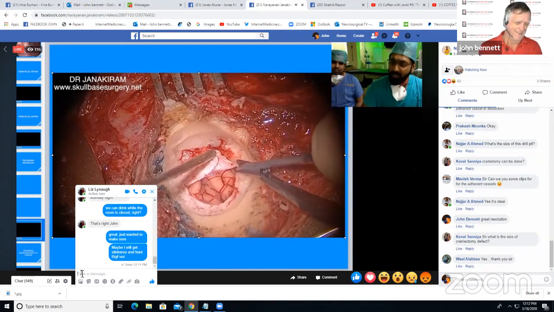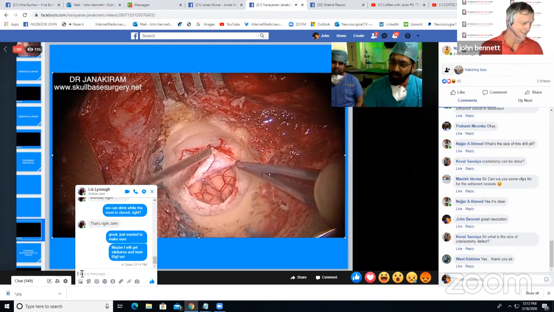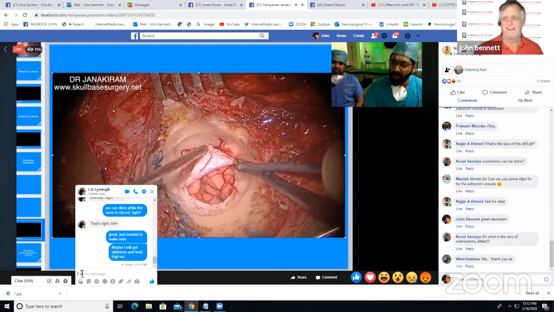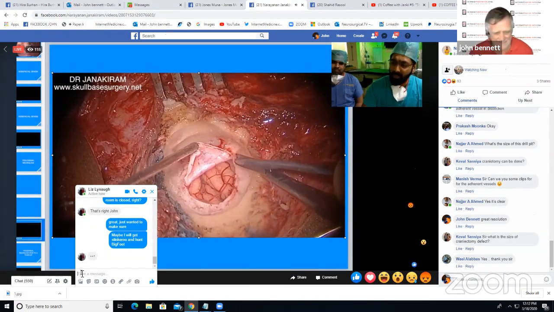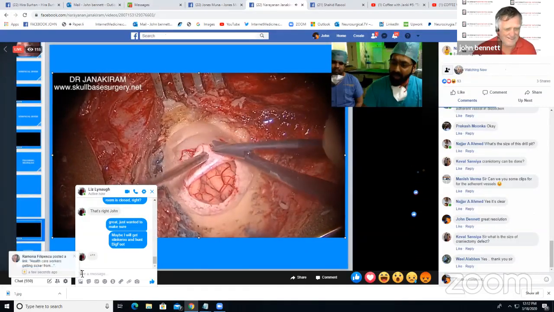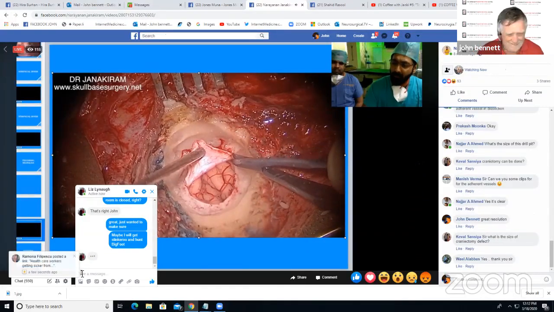You see how we are using the scissors, very gently trying to go, and it's an anteriorly based dural flap. You can see that we are taking that anteriorly based dural flap.